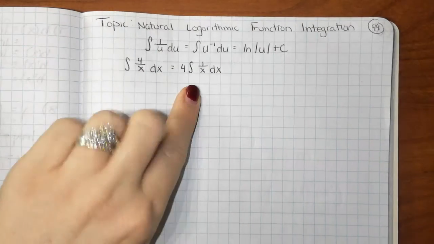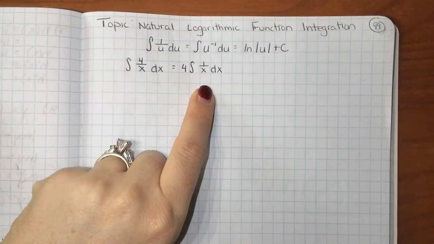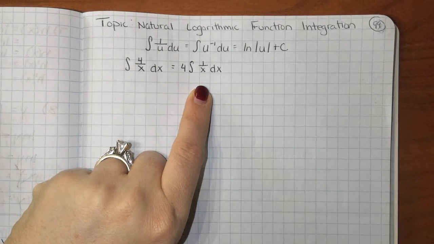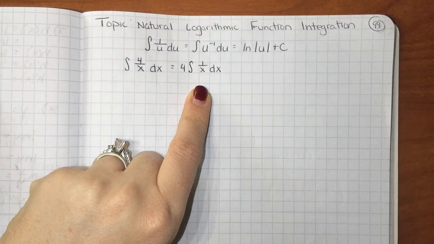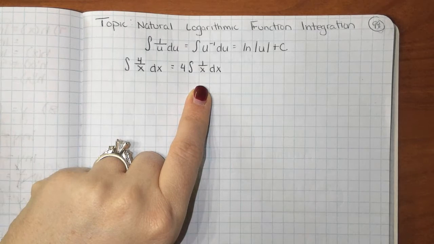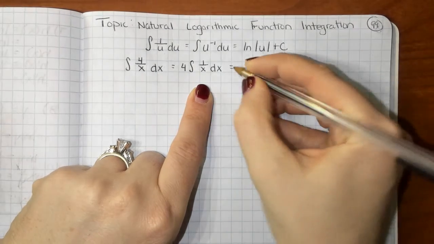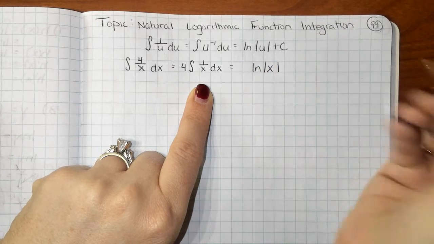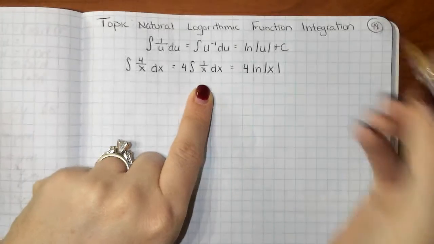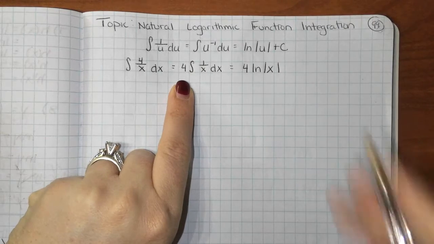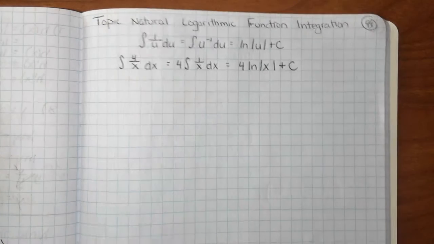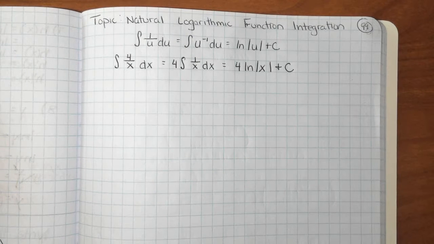Now we've got to think about this backwards. If the derivative of natural log of x is 1 over x, then if I integrate 1 over x, it's just going to give me natural log of x. So here I would have natural log, and now I have to put absolute value of x. I'm going to put the 4 on the outside because that's just the coefficient, it just stays outside. And then because we are integrating, we've got to bring back the constant of integration, c.